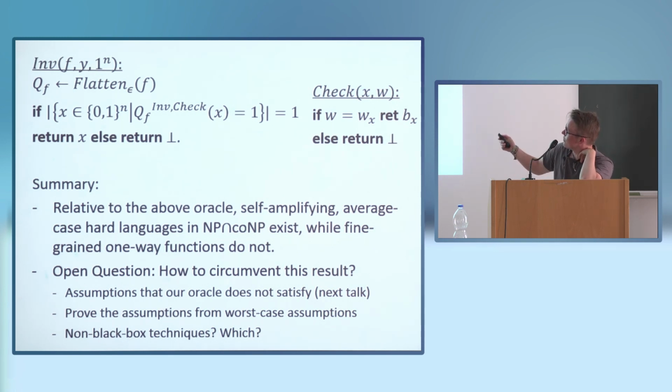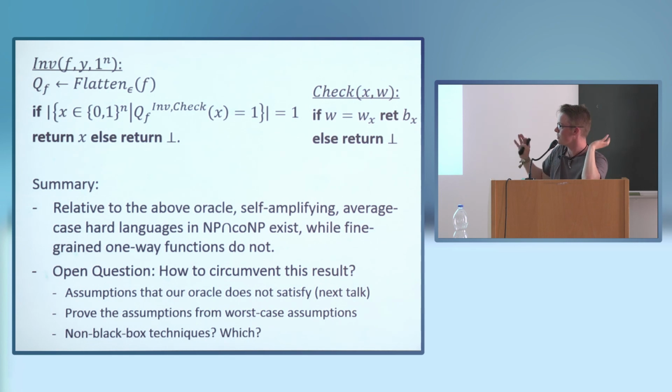Okay, so let me summarize. This is our oracle, and relative to the above oracle, there is one self-amplifying average case hard language in NP intersected co-NP, while there is no fine-grained one-way function.